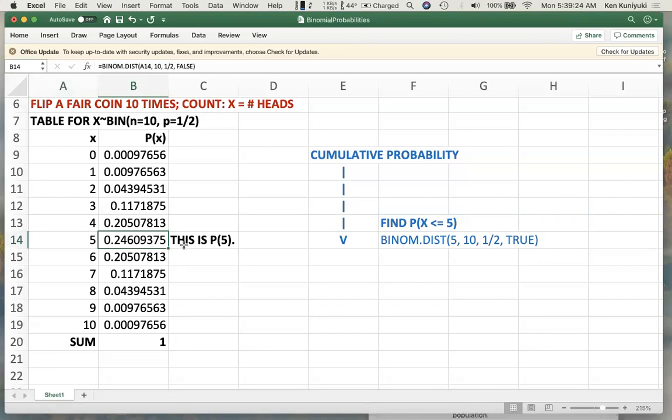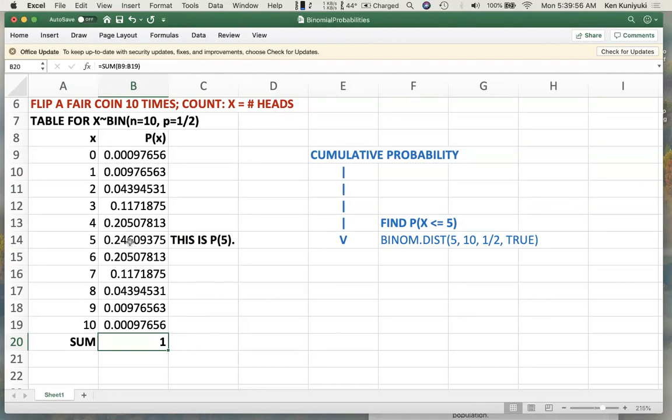It's about 25%. Notice that P of 4 is equal to P of 6, about 21%. Notice that P of 3 is equal to P of 7, about 12%. We have symmetry about P of 5. It's very unlikely you'll get no heads or all heads. And the probabilities here add up to 1. That's the sum. That must be true of any probability distribution table.